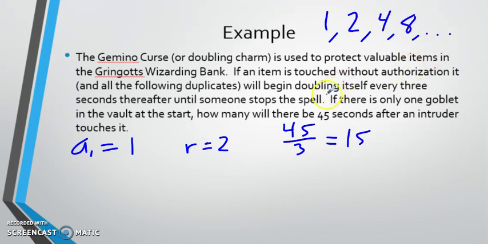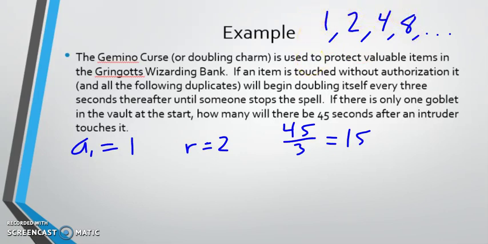Well, pretend that this had instead said 6 seconds later. This is how many you would have at 0 seconds. This is how many you would have at 3 seconds. This is how many you would have at 6 seconds. So if you do 6 divided by 3, you would have gotten 2 for an answer. But you can see that I actually have 3 numbers written out. What's happening is that by doing 45 divided by 3, we counted how many times we doubled the number of goblets. But that doesn't consider the starting number of goblets we had. It only counted how many times we did that multiplying process.